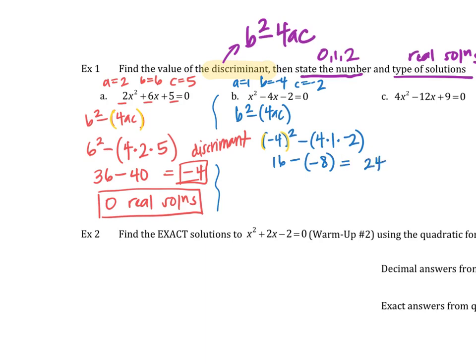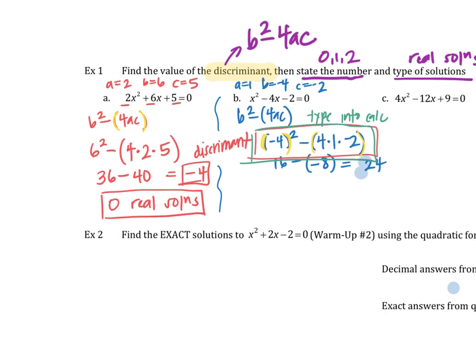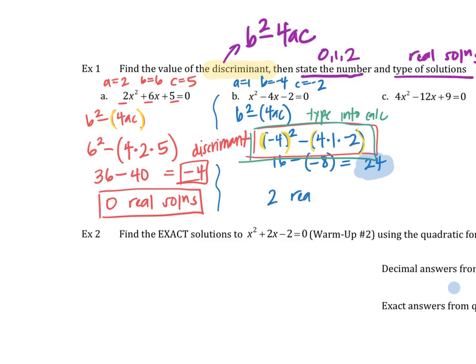Now what's important is you can type this into your calculator just like that, and it will give you the correct answer. The key is making sure we put parentheses around any negative numbers right here and right there in yellow. Okay, and so we get 24. So what does that mean? It's positive, right? So my discriminant is 24, and then we would say 2 real solutions.